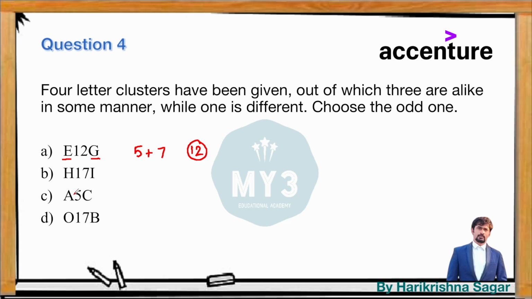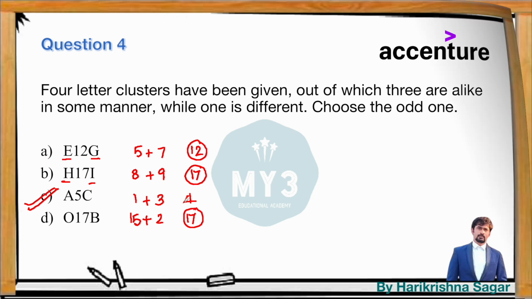If you observe this, H is 8, I is 9, 8 plus 9 is 17. That is taken in the middle. Okay. A is 1, C is 3. 1 plus 3 is 4, but they have taken it as 5. This may be the odd man out. Let's look at the other one. O is 15, B is 2. 15 plus 2 is 17. It is also matching. So the odd one out here is option C, which is A5C.